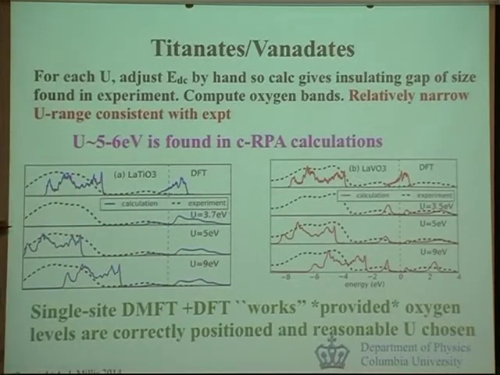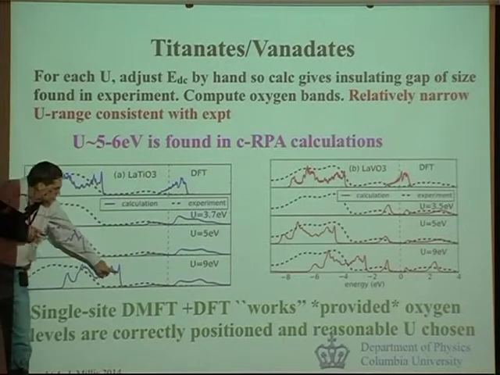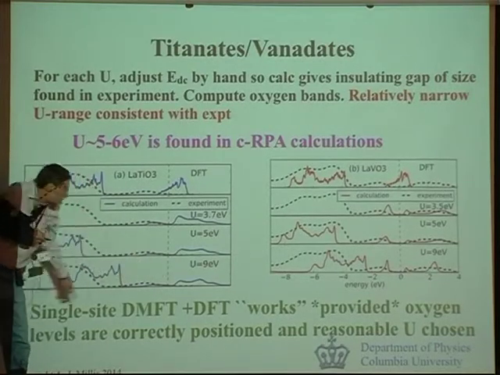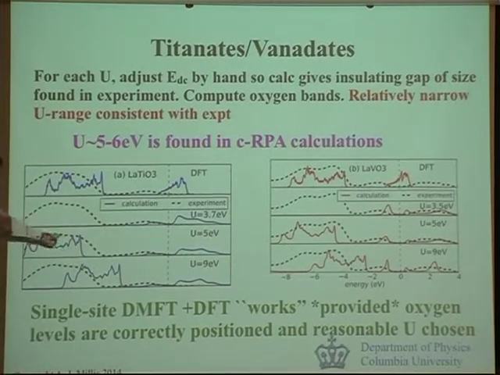And we also did it for lanthanum vanadate. All right? And then we asked, where did the oxygen bands wind up? In this case, with a small value of U, the calculated oxygen bands are off the screen here at a very low energy. For very large U, the calculated oxygen bands are close to the Fermi level. For an intermediate U, they're fairly close to where the experiment is.